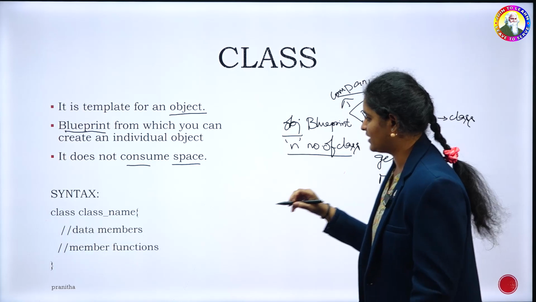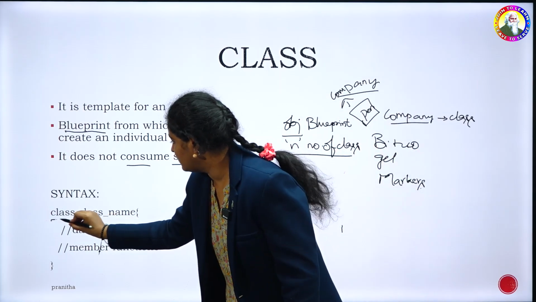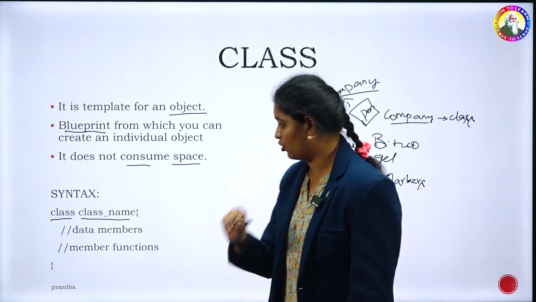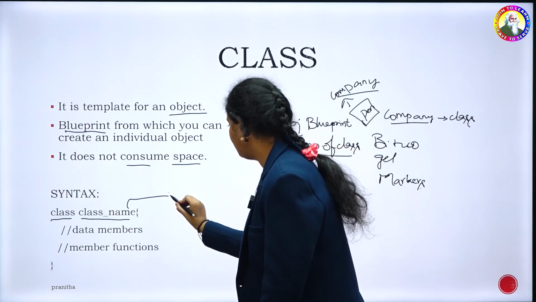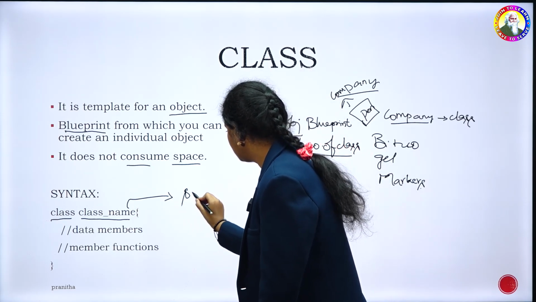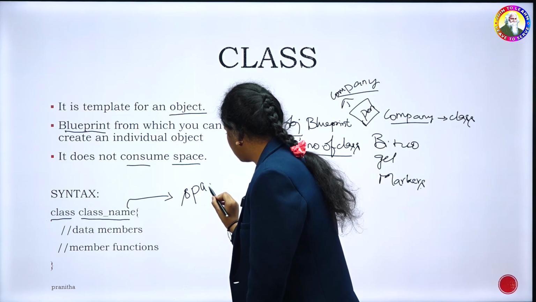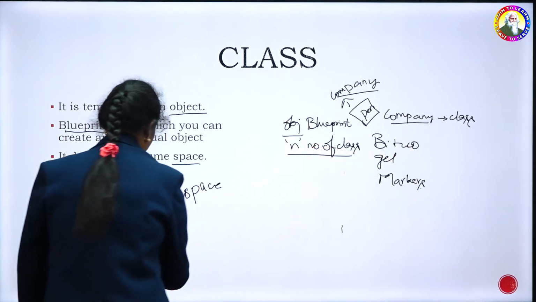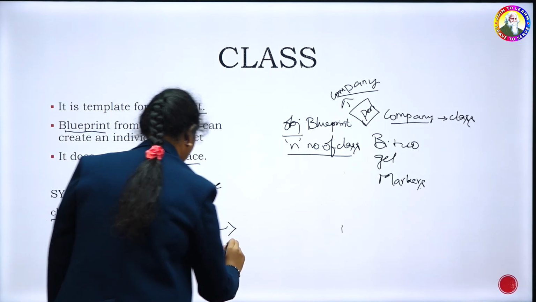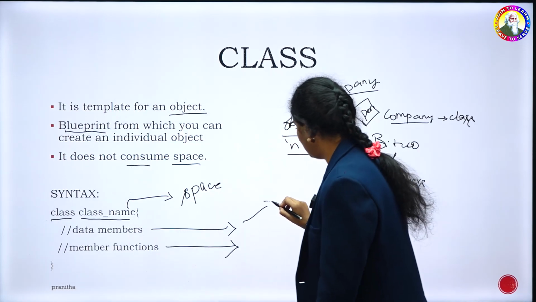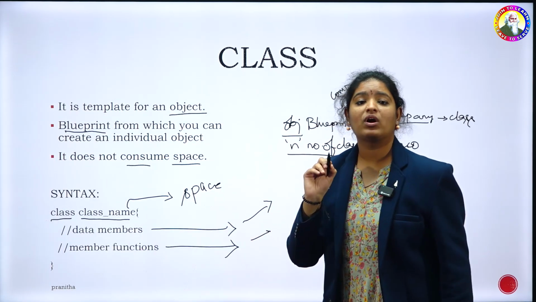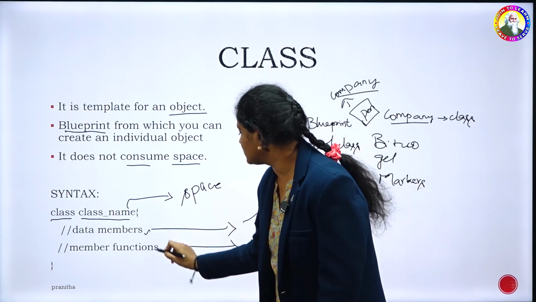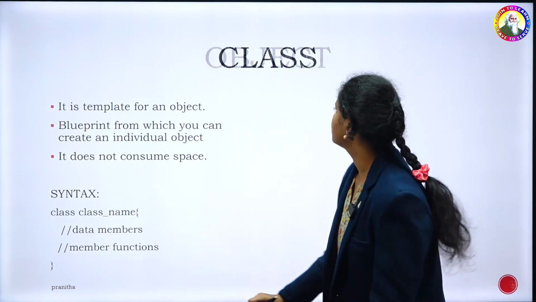If you see the syntax, there is the class keyword and a class name. Suppose I take Space as a class name. The data members and member functions come under the normal variables, and whatever methods you create come under data members and member functions.